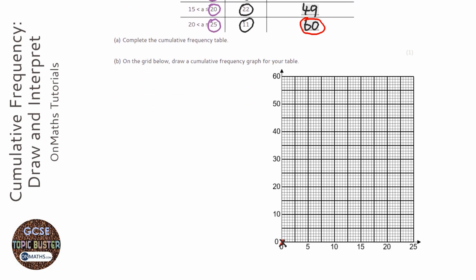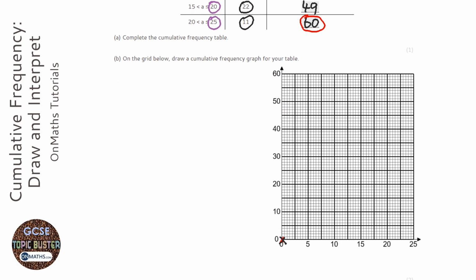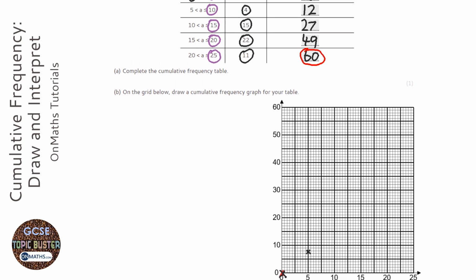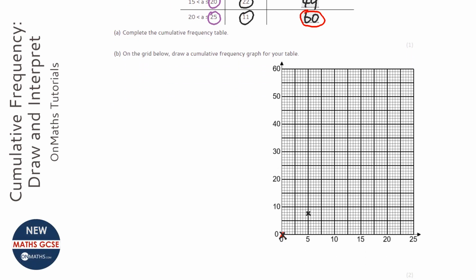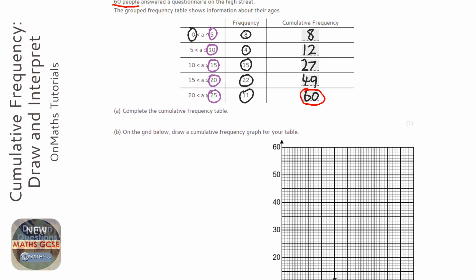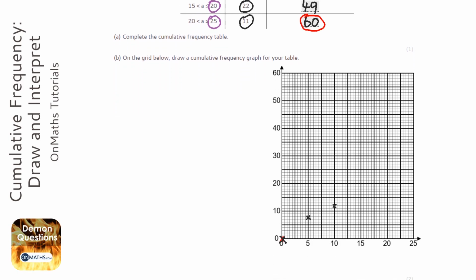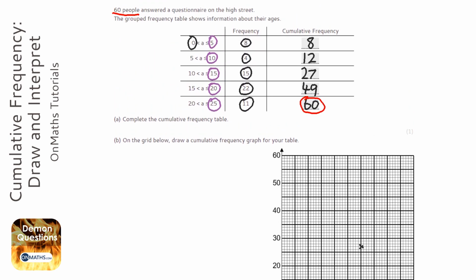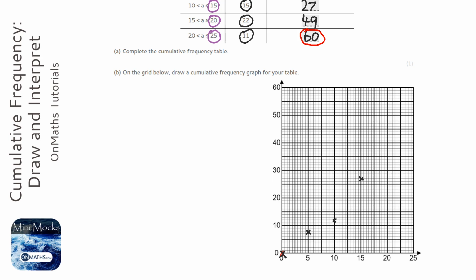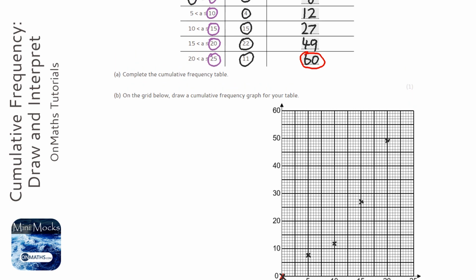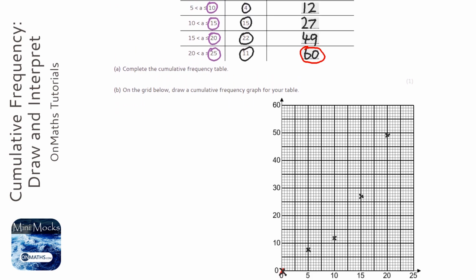So we've got 5, 8, so it's going to be 5 across and 8 up, which is slightly higher than this. We've got 10, 12, so 10 across and 12 up, just about there. Then we've got 15, 27, so 15 and then 27. Then we've got 20, 49, so 20, 49. And the last one is 25, 60.